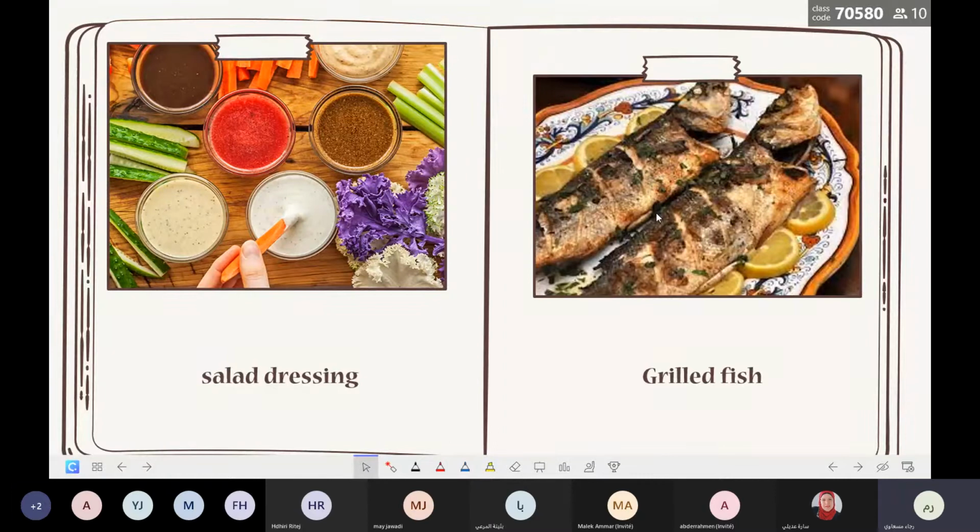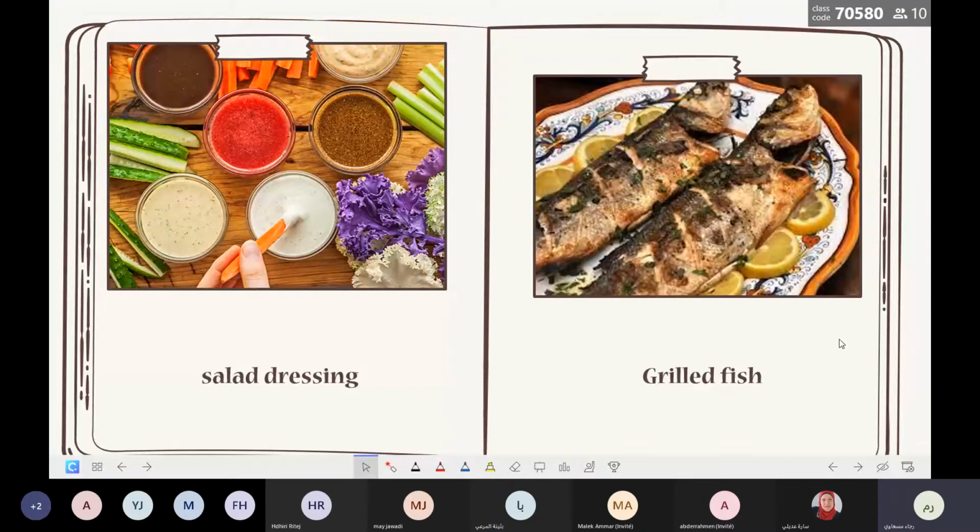The first image is for salad dressing. What is dressing? It's like a sauce, like mayonnaise, ketchup, anything that you can prepare to garnish your salad. We call this a salad dressing. Grilled fish. Grilled means cooked using a grill. Anything that uses oil is different, because later we will see another way of cooking. So I repeat, to grill is to cook using a grill.